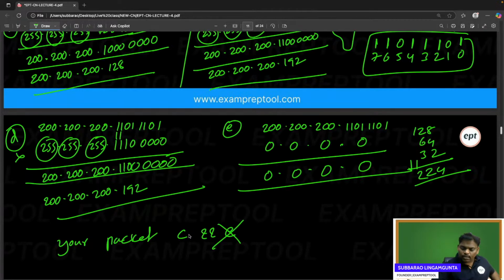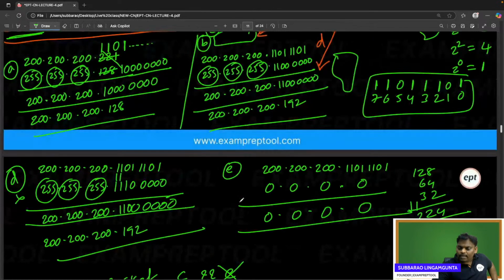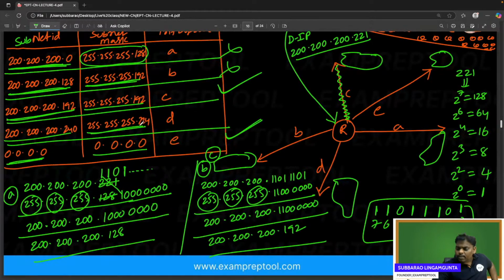What is the reason? Whenever more than one option is matching, remember, select the answer in which the subnet mask has more ones. Which subnet mask contains more ones? In option C, if you observe, there are 8 ones here, 8 ones here, 8 ones here, and 192 means 2 ones. Total 24 plus 2, 26. So there are 26 ones in the subnet mask. In the other, only zeros are there, 0 ones.